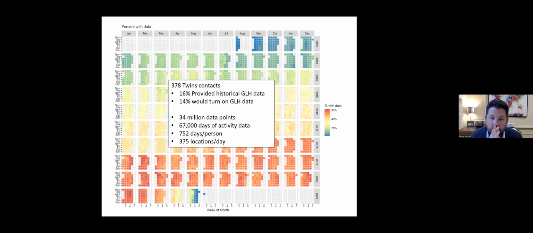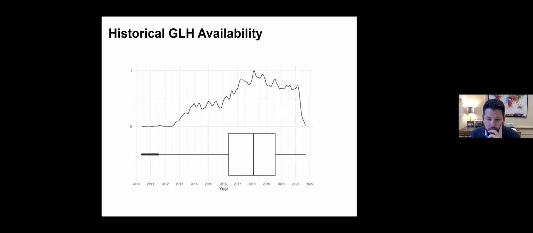And so from those 16% of people, so this was 61 individuals, there were 34 million data points, 67,000 days of activity data. On average, it was 752 days per person and 375 locations a day. And what you see in the back is just a summary of when we have data that was provided from these 61 individuals. So this was going back to 2012. Some people actually went back to 2010, but that was prior to what the current data looks like. So this is a long time series of data. This is just looking at when that data is available temporally.